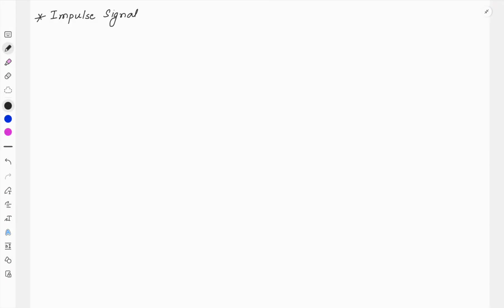In this video, we are going to study impulse signal. To understand impulse signal, we must have knowledge of rectangular signal. So as we know, rectangular signal is given as x(t) = A rect(t/T).